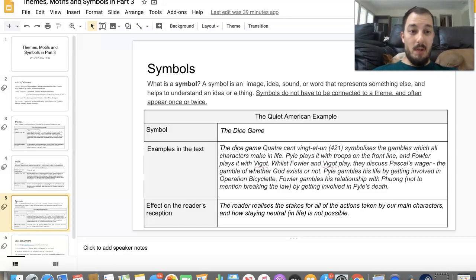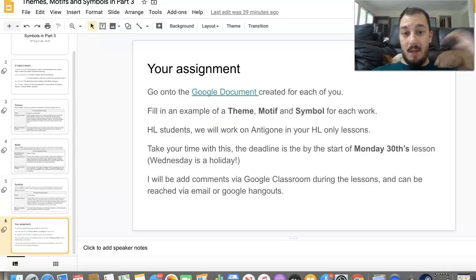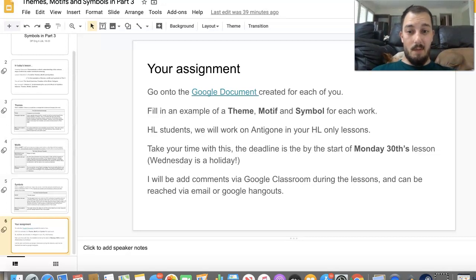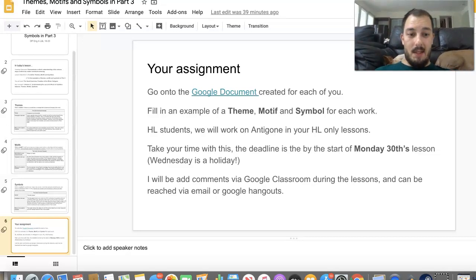So what I want you to do now is go onto the Google document that I've created for each of you, and fill in an example of a theme, motif, and symbol for each work. HL students, we're going to work on Antigone later, so don't worry about Antigone for now. Take your time with this. The deadline is going to be the end of Monday's lesson, Monday the 30th, so next Monday. Because remember, Wednesday is a holiday, so we only have one HL/SL lesson.